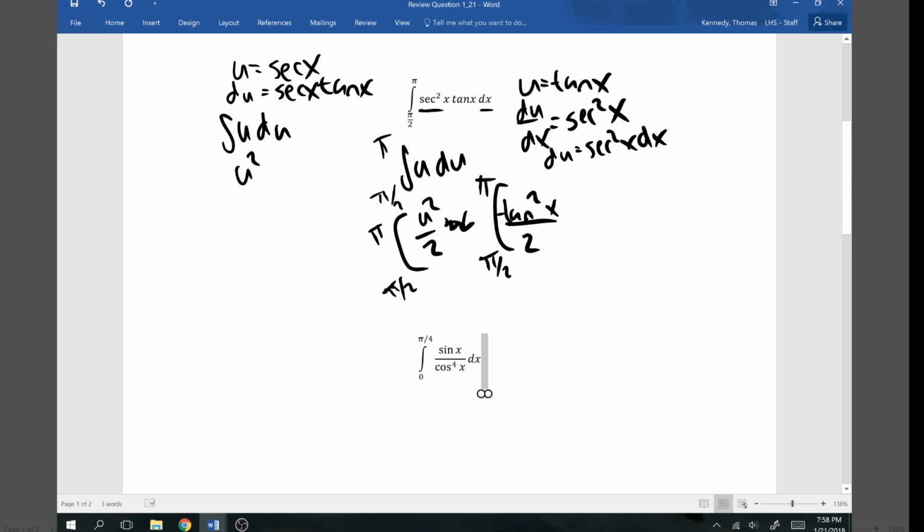Which means you integrate u squared over 2. I forgot my bounds. And you plug in secant, and you get that you're evaluating secant squared x over 2 from pi over 2 to pi. Turns out these give you the same answer, which is really fun and really convoluted, that you can use either u substitution, and it works. So some people had some questions about trig substitution, and I wanted to throw this in here.